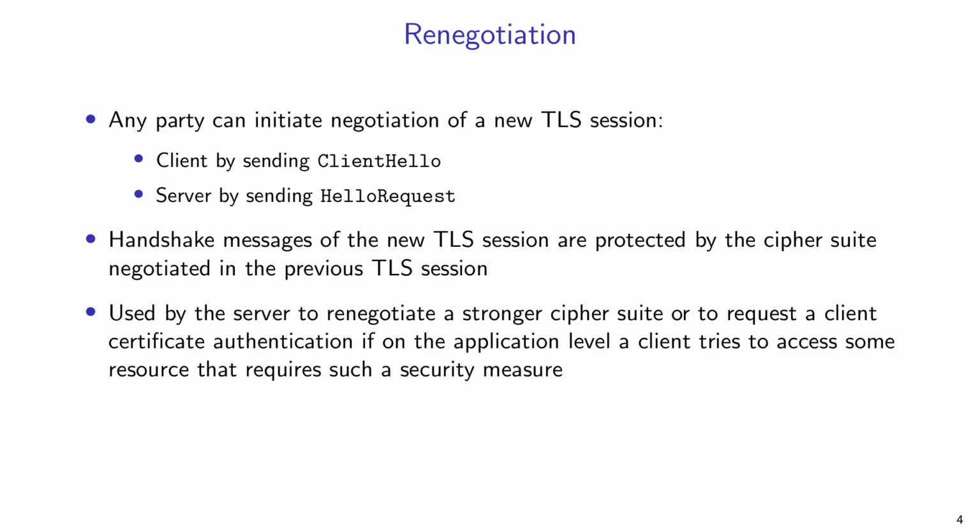Renegotiation is used by the server to renegotiate a stronger cipher suite or to request a client certificate authentication if, on the application level, a client tries to access some resource that requires such a security measure. In practice, the client-initiated renegotiation is usually disabled on the server because there is no clear purpose for the client to initiate the renegotiation. The client can always close the connection and establish a new TLS session to the server if it wishes to, for example, offer to the server different cipher suites.